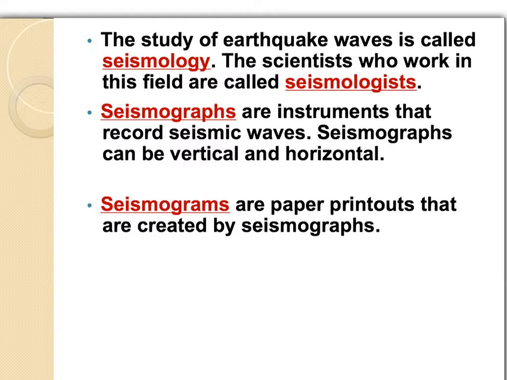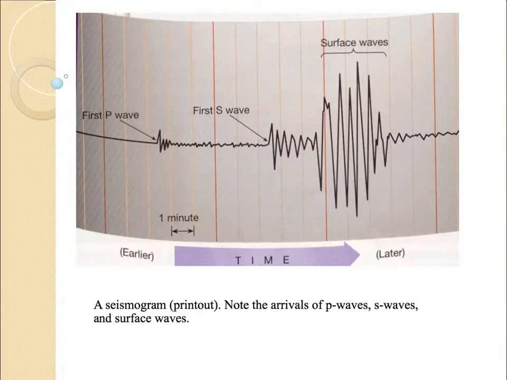It is at seismograph stations that you get printed records that are created by the seismographs, and they're called seismograms. So here you have a picture of a seismogram, which is a printed record that you actually get from an earthquake that occurred and was recorded at a particular seismograph station.